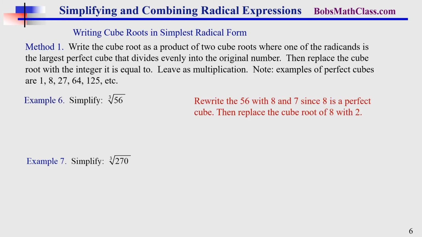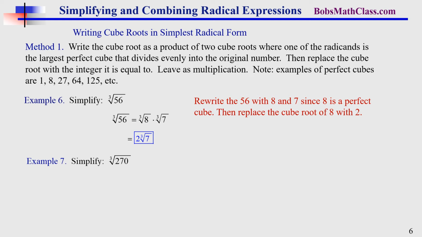Yeah, 8 times 7. So you're going to rewrite the 56 as 8 and 7, since 8 is a perfect cube. Then we're going to replace the cube root of 8 with 2. So the cube root of 56 is the same as the cube root of 8 times the cube root of 7. Now the cube root of 8 is equal to 2, so we have 2 cube root 7. Okay, it's a little tricky, right?